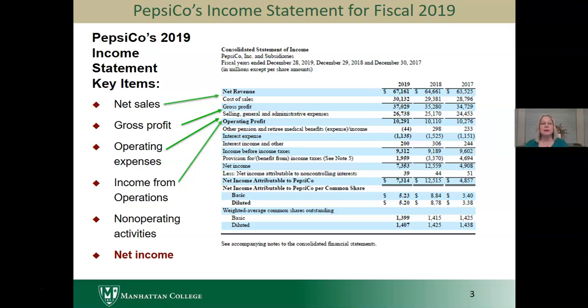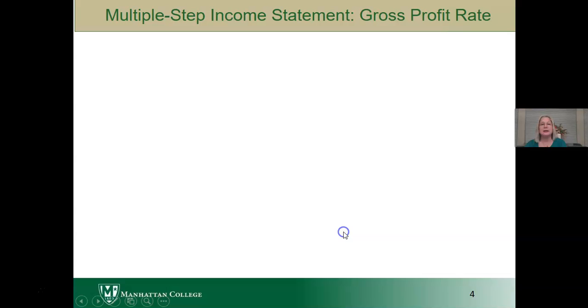We have some non-operating expenses, including other pension and retiree benefits and interest income and expense. We deduct from operating profit the non-operating activities to get income before income taxes, deduct the provision for income taxes, and then we get net income. And we want net income that's attributable to PepsiCo if you owned one share of stock. You'll see down below that they actually tell you what it is on a per share basis, and we'll learn about that in a later video.